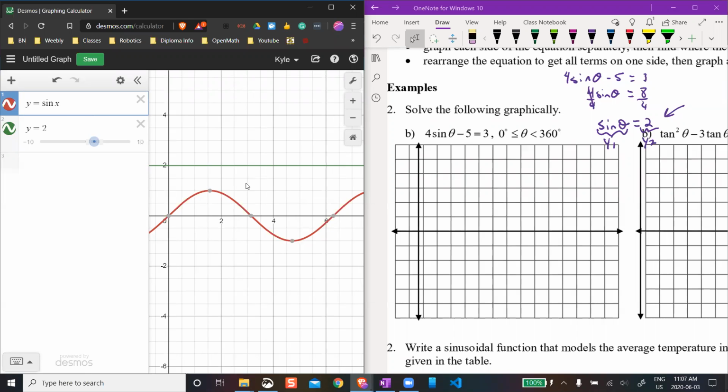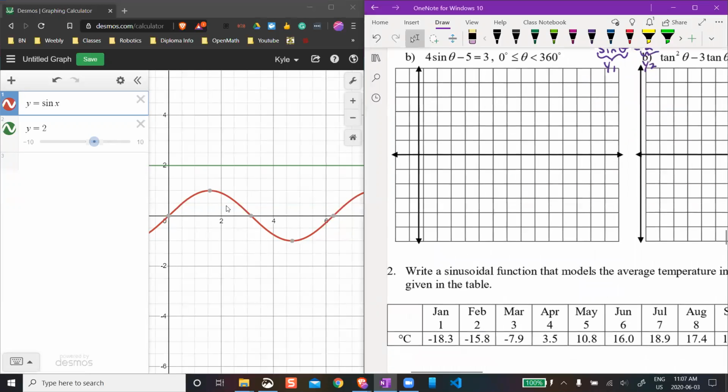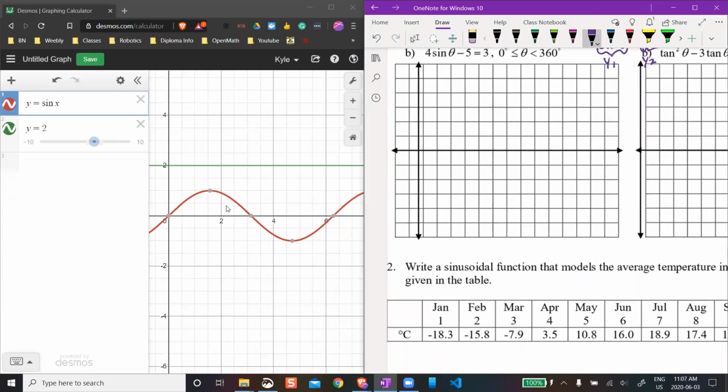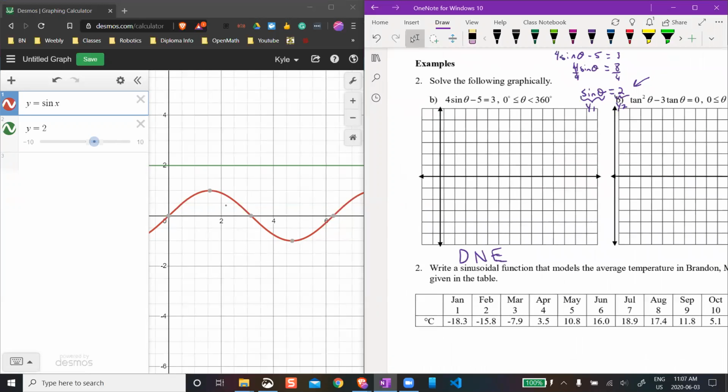But there you go. So what am I looking at here? Well, I've got this line up top and I've got my sine function down below. And I'm asked, where is this true? And really that's asking, where do they cross? They don't cross, right? So actually in this situation, the answer here would be no solution or does not exist. DNE is often how it's written, right? So kind of a funny first example, but there you go.